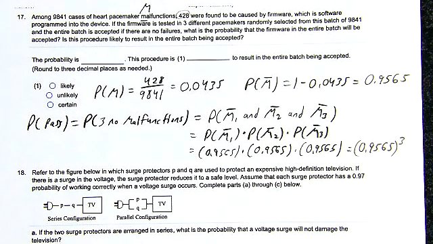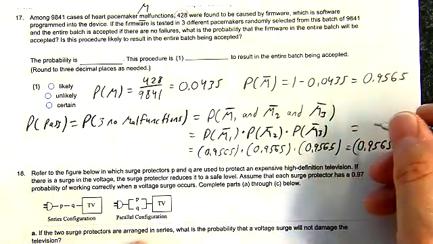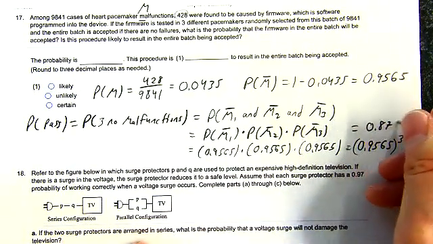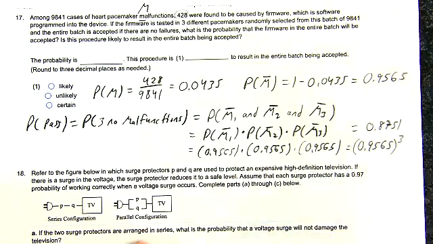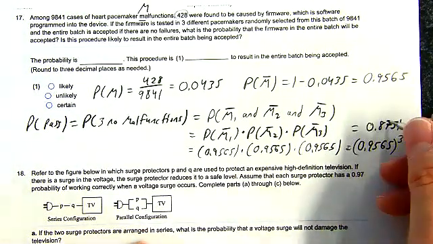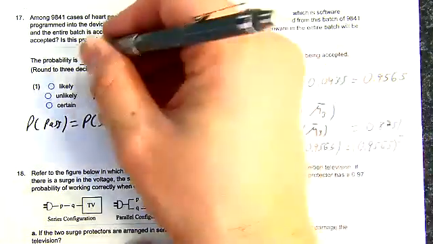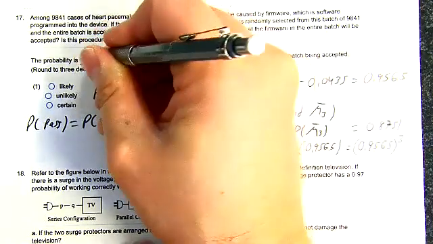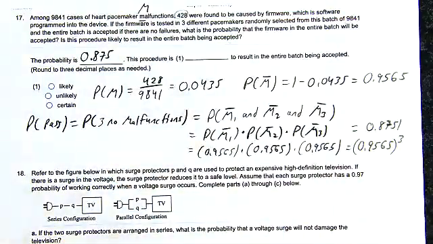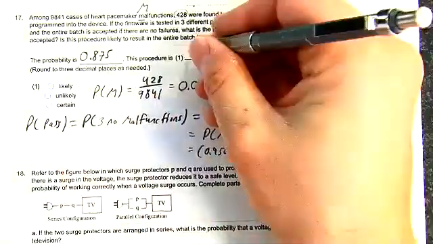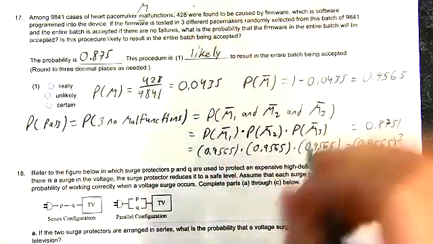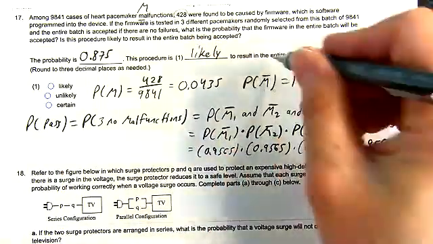Raise it to the third, and what you'll get is the probability is 0.8751. Rounded to 3 decimal places, 0.875. So there's an 87.5% chance that the procedure will pass. So this is plenty high enough to say that it's likely to result in an entire batch being accepted.